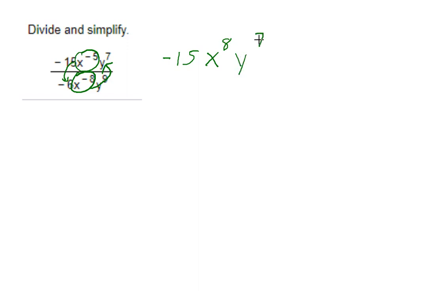And then the y will stay in place. So I'll still have y to the 7th power. On the bottom, we'll have the negative 6 here. We flip this x down to the bottom, so now it will be x to the positive 5th power. And then the y we just left where it was, so it's going to be y to the 9th power.